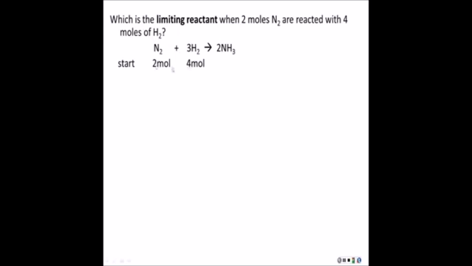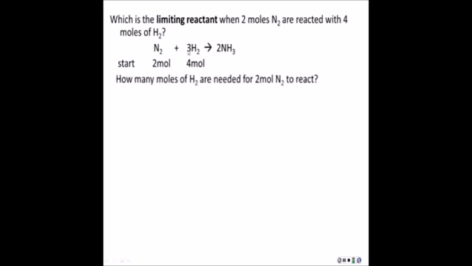Now, will all 2 moles and 4 moles of this react? The answer is no, unless the moles are in the same ratio as the equation. But the equation says the ratio is 1 to 3. So for every mole of nitrogen, you need 3 moles of hydrogen to completely react it. If our numbers were in that 1 to 3 ratio, that would be fine, but they're not. So how do we figure out which one of these 2 is going to be completely reacted? In other words, which one's the limiting reactant?